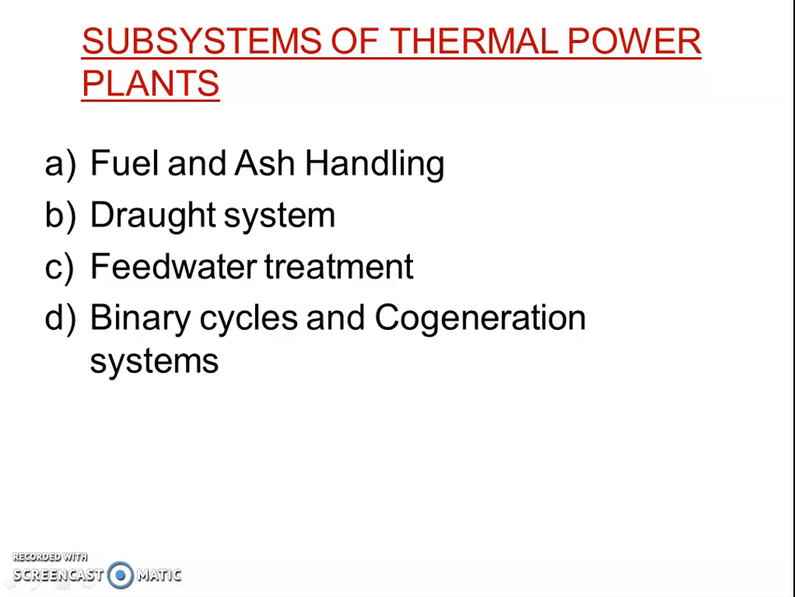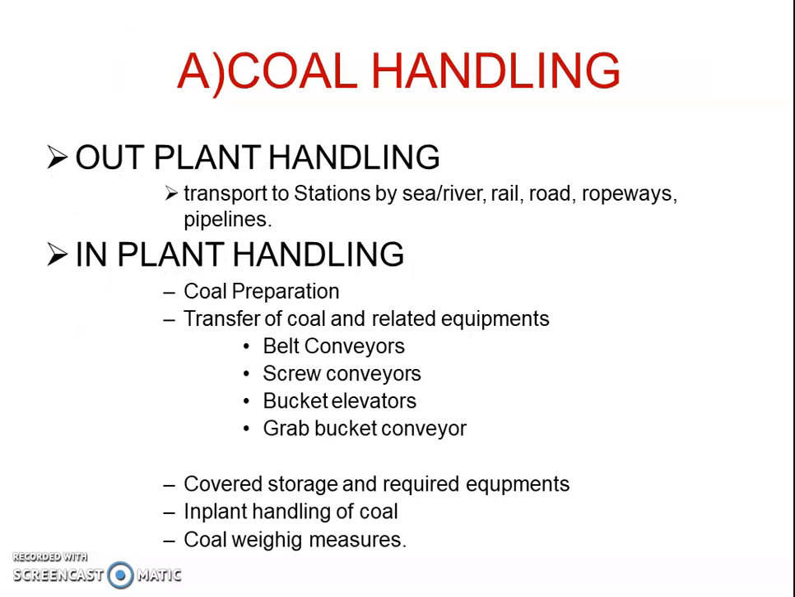Yes, let's see the subsystems of thermal power plants. Here the major subsystems employed in thermal power plants are: the fuel and ash handling system, draught system, feed water treatment, binary cycling, and cogeneration. These are all the main subsystems of thermal power plants.